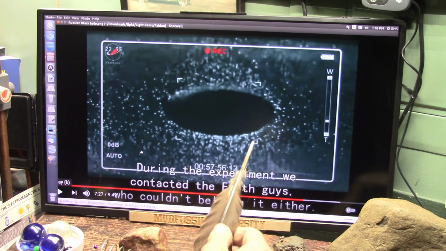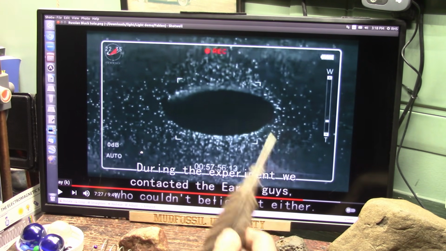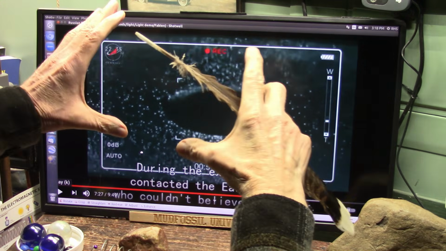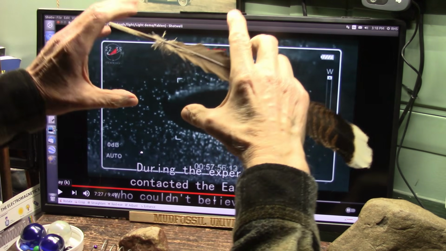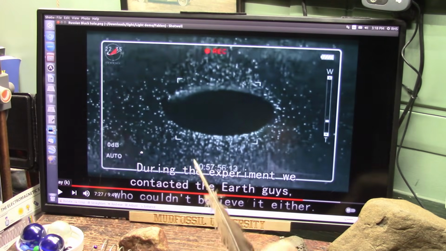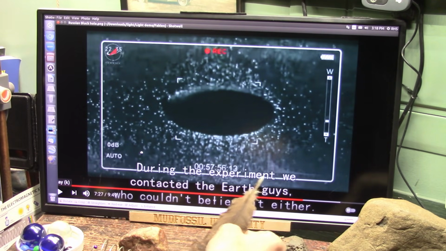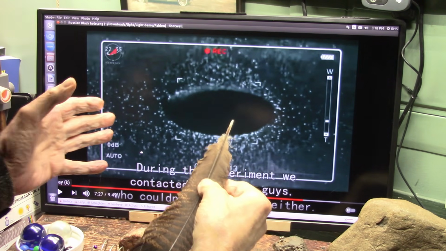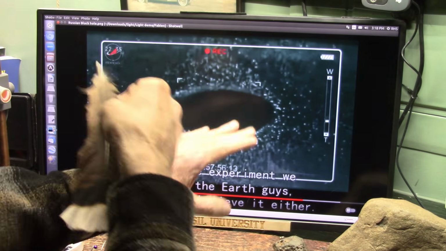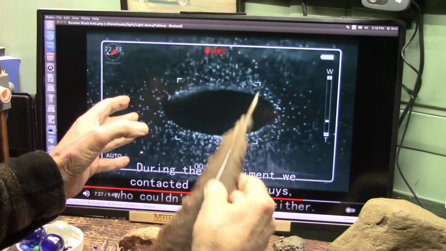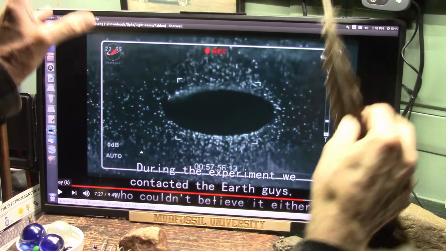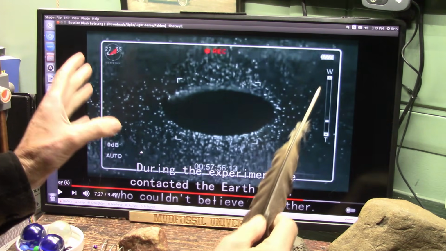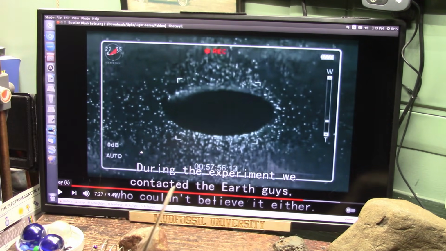This was done in outer space by the Russians about 10 years ago. When they did this experiment, these white particles bounced and bounced and bounced, and finally they settled in right here. And they said during the experiment, we contacted the Earth guys who couldn't believe it either. Nobody figured that this was going to happen. They thought it was going to create like a lattice, everybody pushing everybody else apart. But no, it collected around a literal black hole.